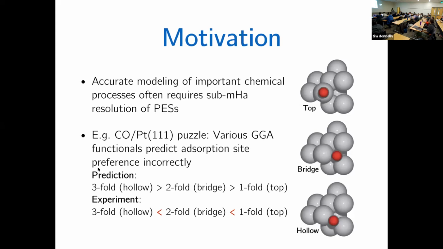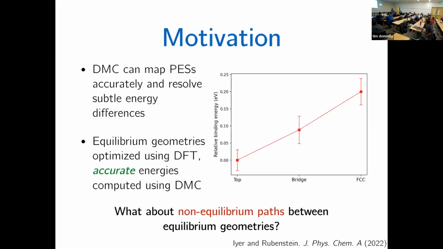And so we thought of attacking this problem with diffusion Monte Carlo, and what we found is that it unambiguously recovers the correct site preference, where lower is more stable, and so we get this correct site order immediately. This is encouraging, but at the time, for the equilibrium states, we had to optimize the geometries using DFT, convert that to a QMC-compatible format, and then run a DMC calculation to get these energies, which is well and good for the equilibrium states.